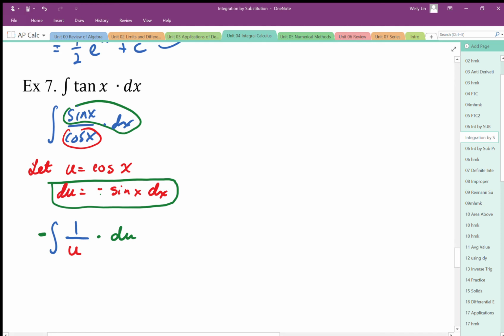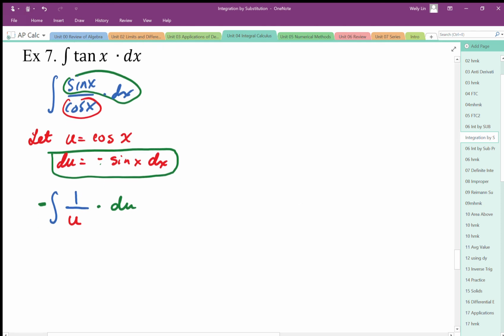Now this becomes a standard integral. The derivative of log is 1 over u, so the integral of 1 over u is log. So we end up with negative log of u plus c. It being an indefinite integral, again, we want to express this with x's. So I'm going to replace my u with cos x. So negative log of cos x plus c.